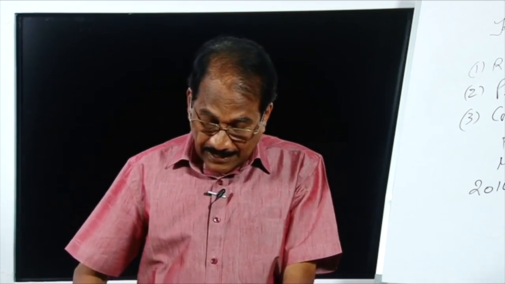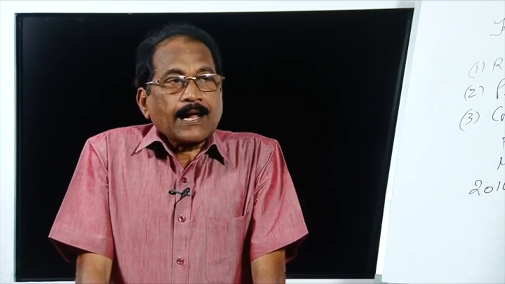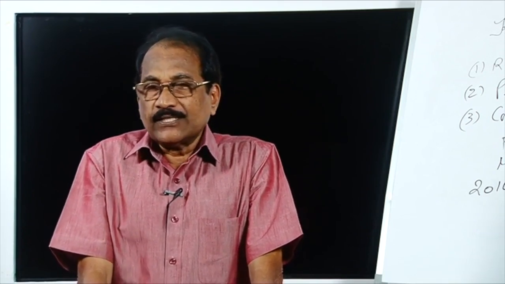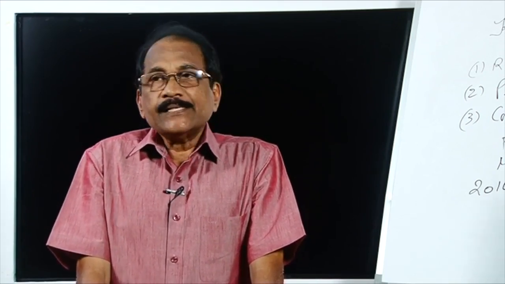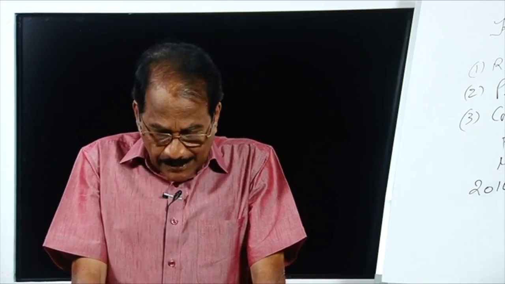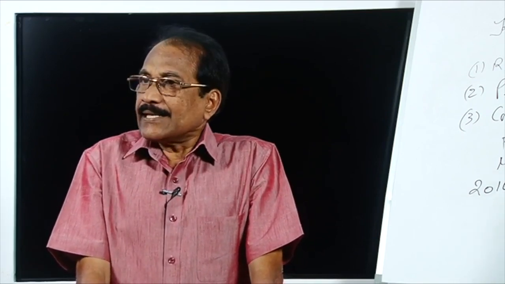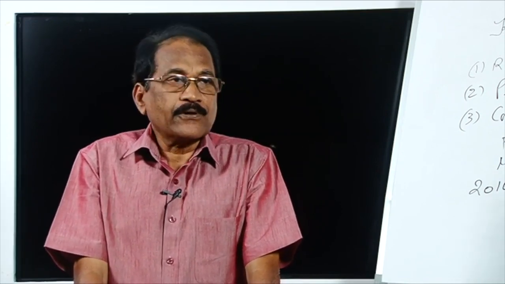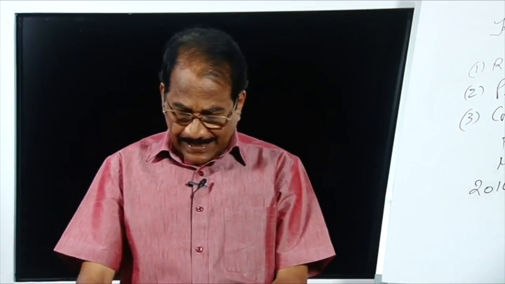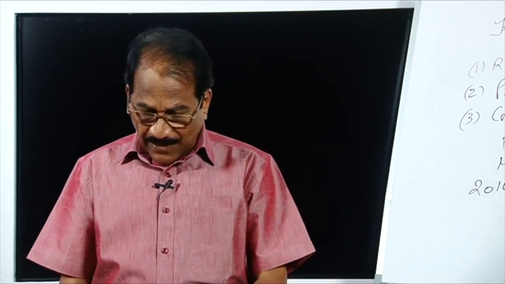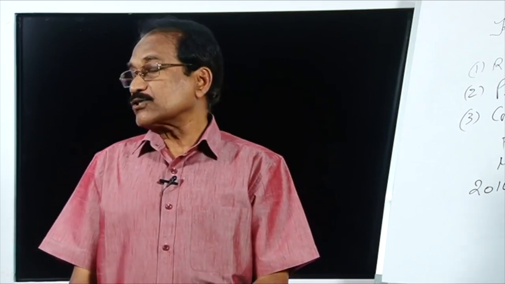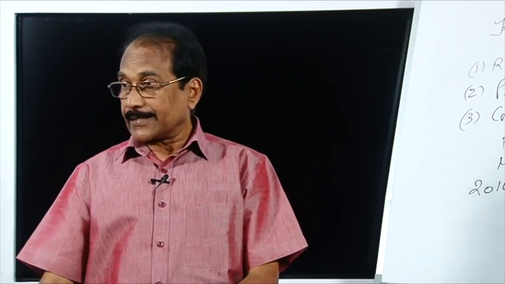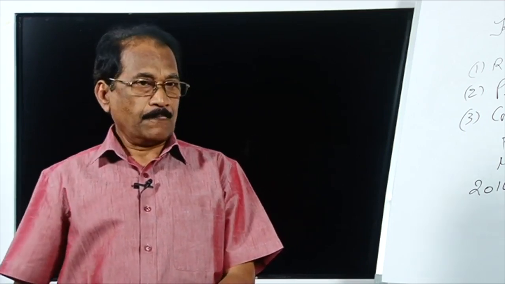Budget provisions, the present, it is calculated at current price. At current price, that means not at base price. At current price, the state GDP is calculated as 8,75,514 crores of rupees, the state GDP at current price, not base price.